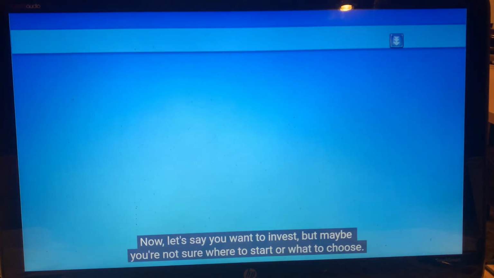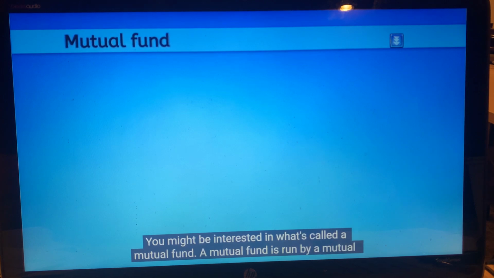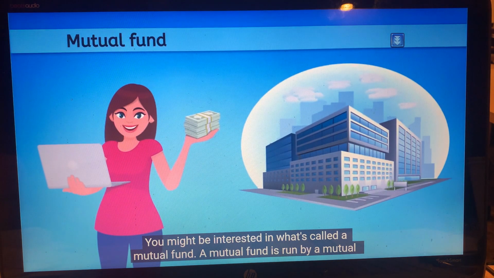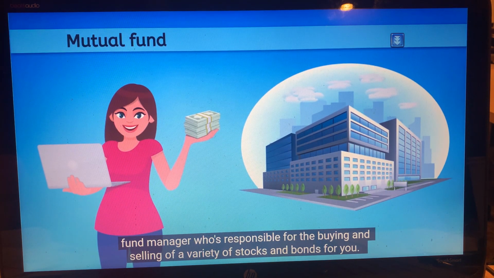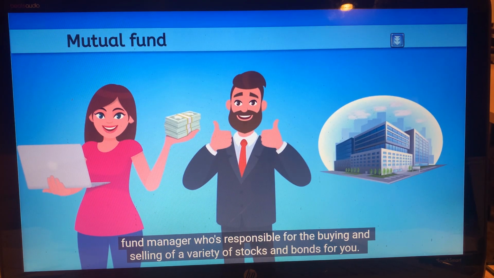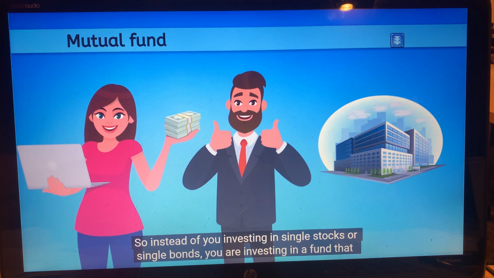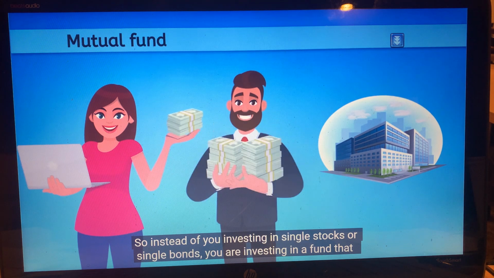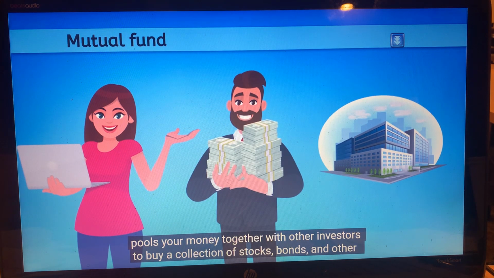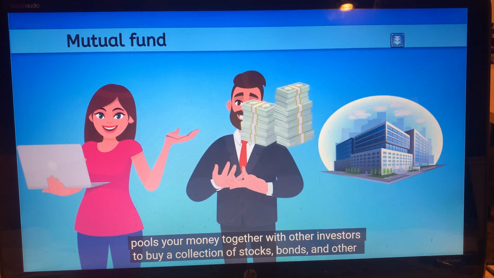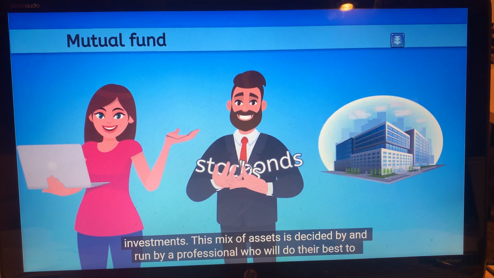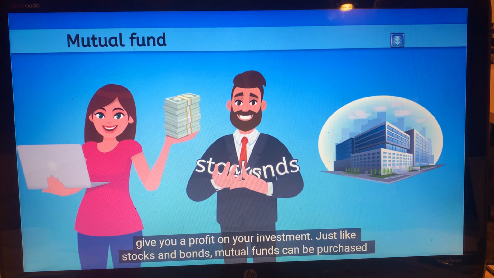Now, let's say you want to invest, but maybe you're not sure where to start or what to choose. You might be interested in what's called a mutual fund. A mutual fund is run by a mutual fund manager who's responsible for the buying and selling of a variety of stocks and bonds for you. So instead of you investing in single stocks or single bonds, you are investing in a fund that pools your money together with other investors to buy a collection of stocks, bonds, and other investments. This mix of assets is decided by and run by a professional who will do their best to give you a profit on your investment.